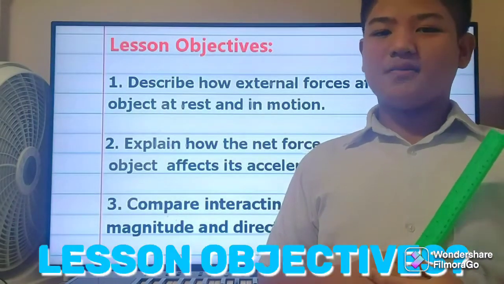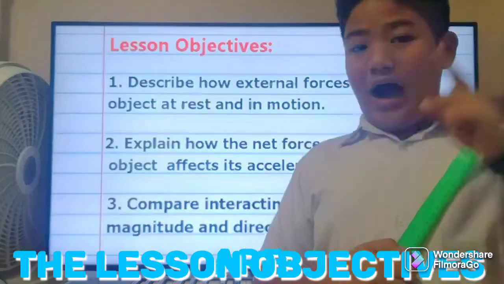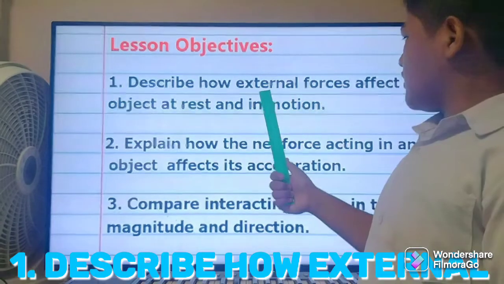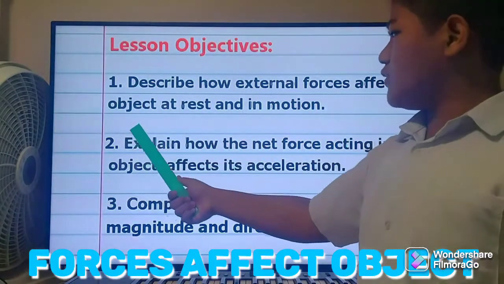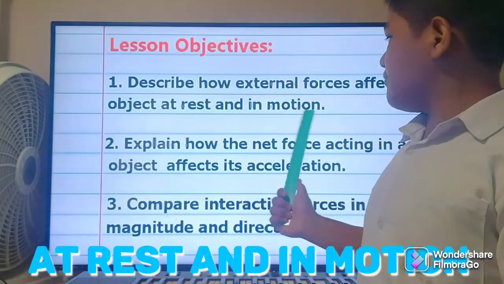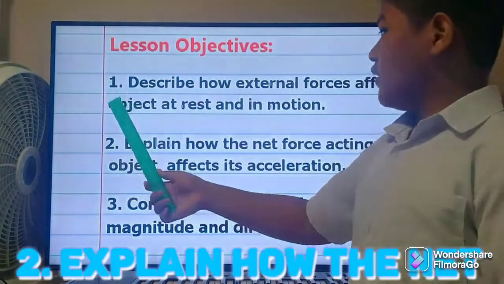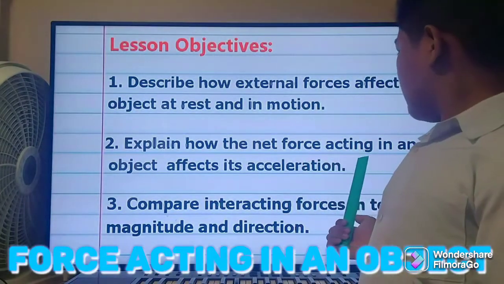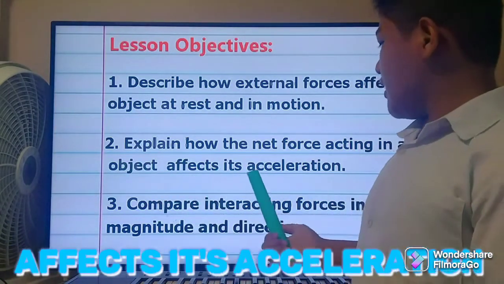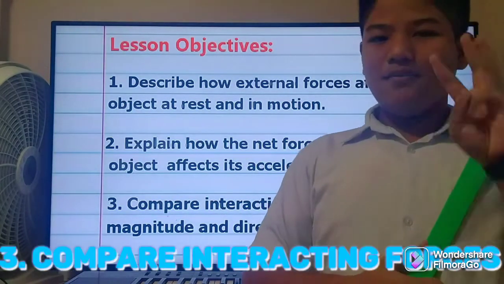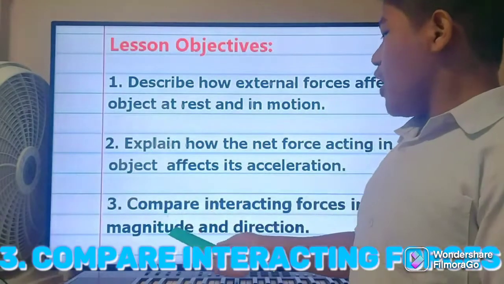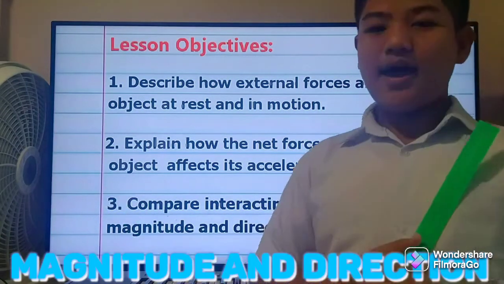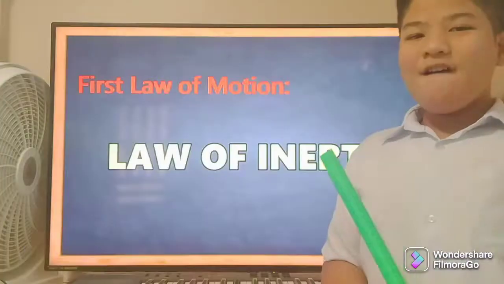What are the lesson objectives? The lesson objectives are: Number 1. Describe how external forces affect an object at rest and in motion. Number 2. Explain how the net force acting on an object affects its acceleration. Number 3. Compare interacting forces in terms of magnitude and direction.